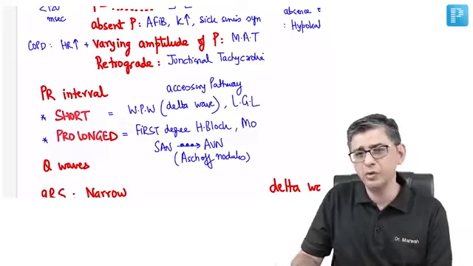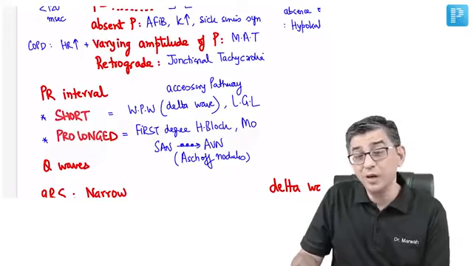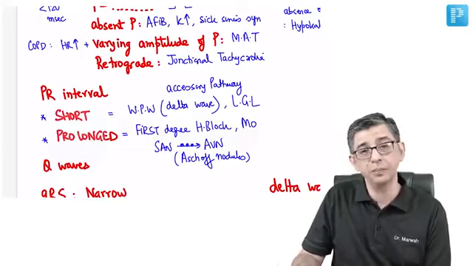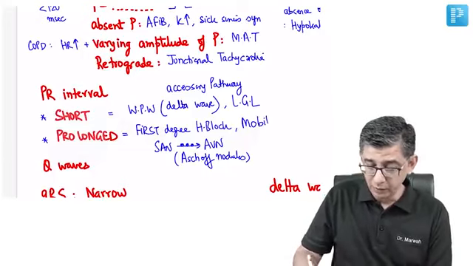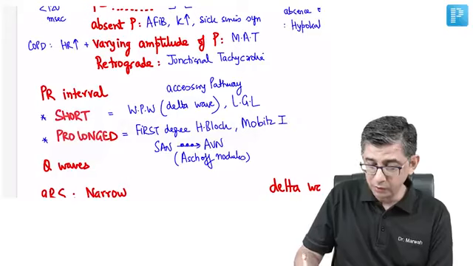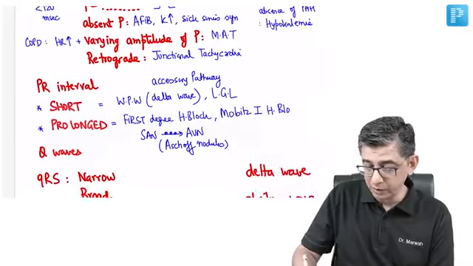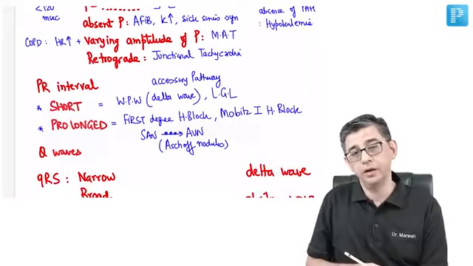Then it could be Aschoff nodules, it could be rheumatoid nodules, sarcoidosis, or non-caseating granulomas that could be slowing the conduction. The next example of prolonged PR interval is Mobitz 1 heart block, but I did not write Mobitz 2 heart block because there the PR interval of the patient remains normal.